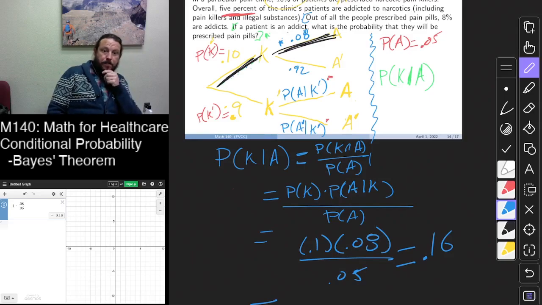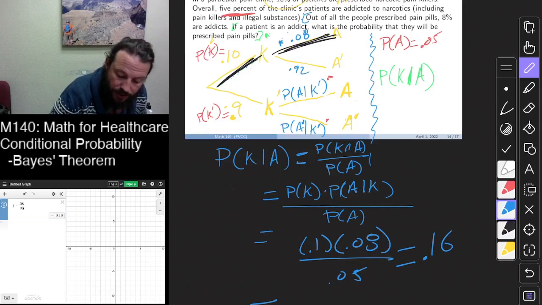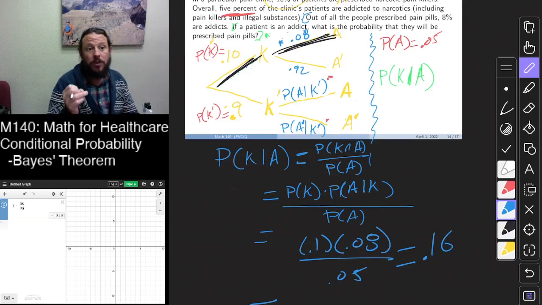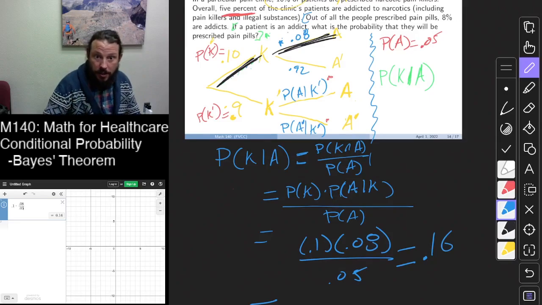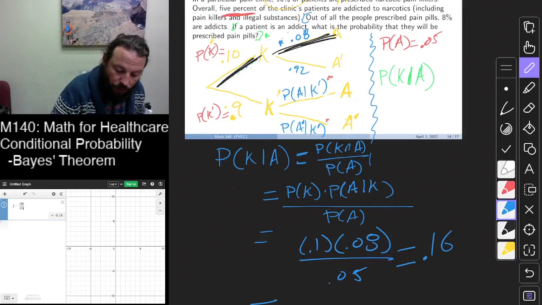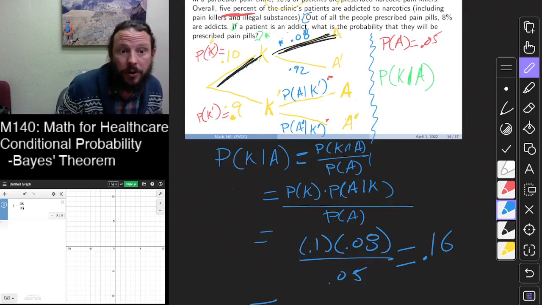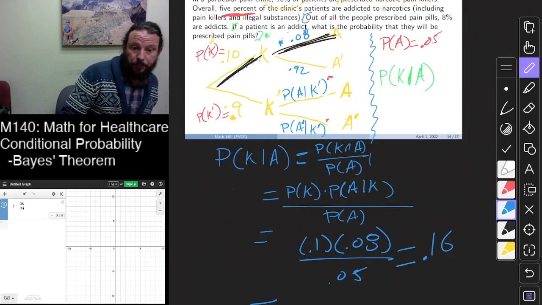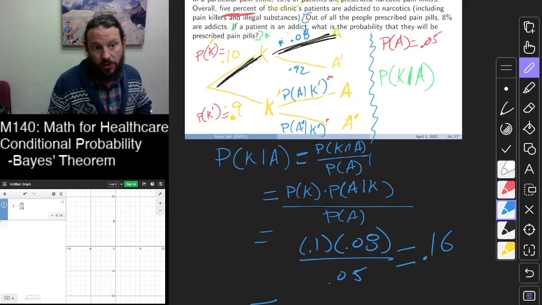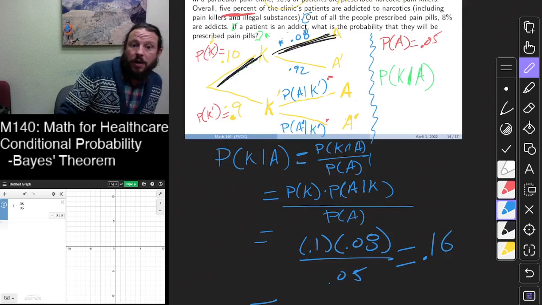A lot of this is seeing the words and distinguishing between conditional probabilities and non-conditional ones. Again, the overall 5% of the clinic's patients was not a conditional probability. So go ahead and review those. Make sure you understand those sentences. And now we'll move on.